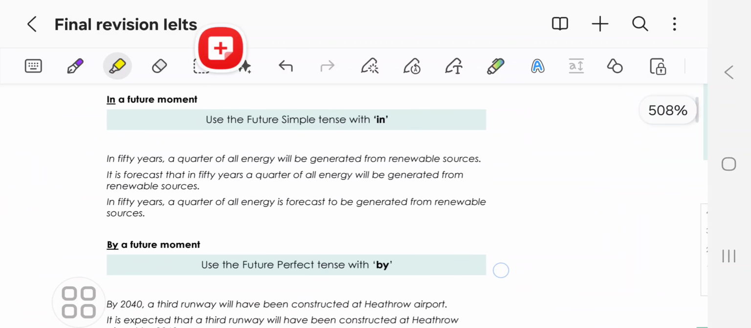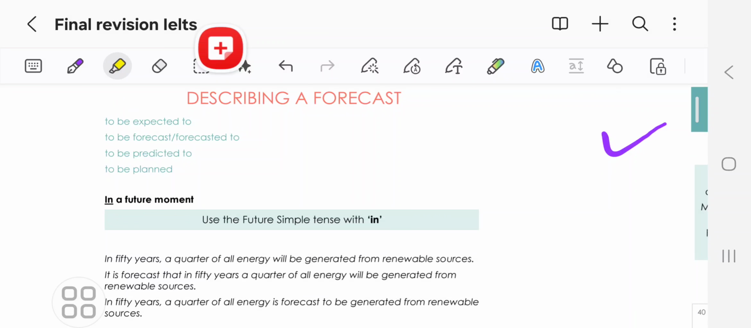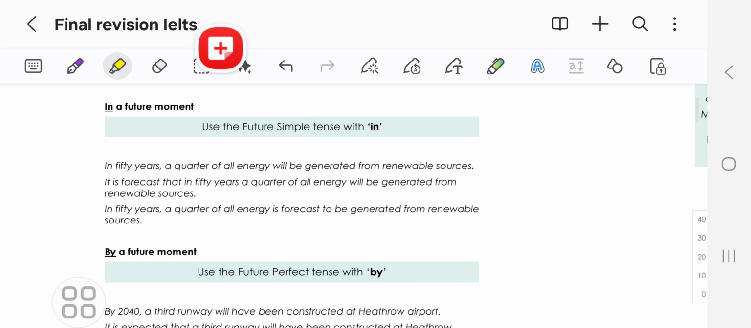So let's talk about describing the forecast. Describing the forecast, we will say to be, expected to be, forecast to be, predicted to be, and planned to be. For example, let's talk about a future moment, and then by a particular time. If something is going to happen in the future, how are you going to use the future simple tense? For example, in 50 years a quarter of all the energy will be generated by renewable sources.